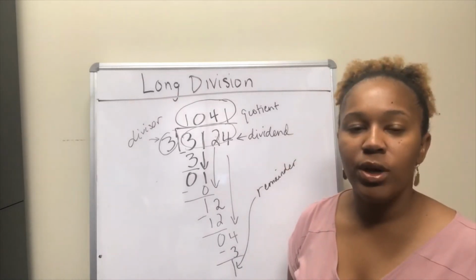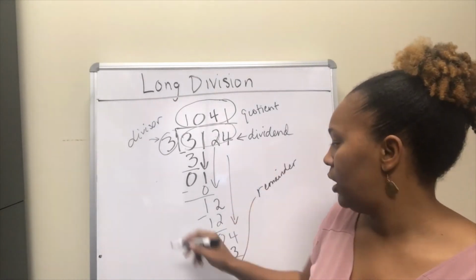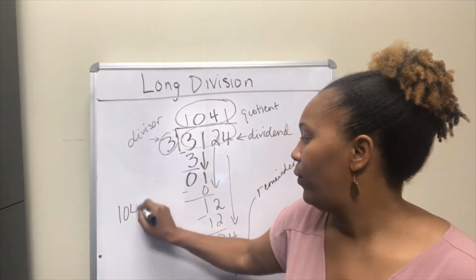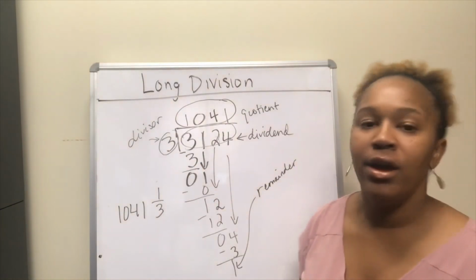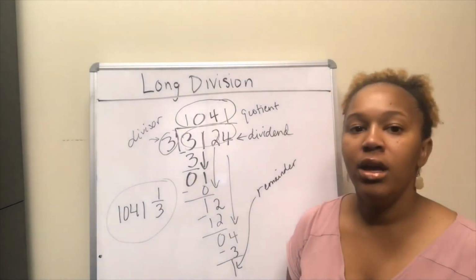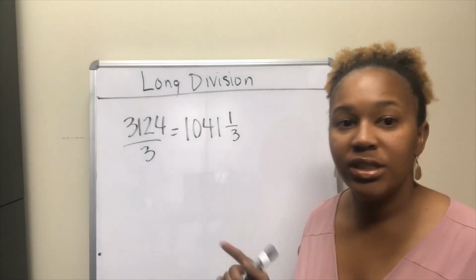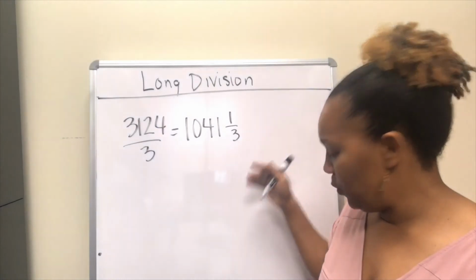And so you will actually write your solution as 1041 and 1/3, 1 over the divisor 3. So that would actually be your solution, 1041 and 1/3. So we just divided 3,124 by 3, and we got 1041 and 1/3.